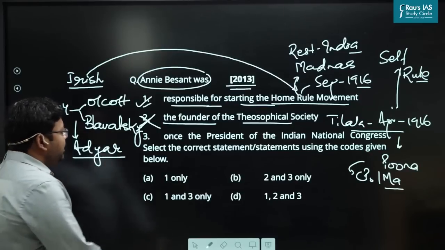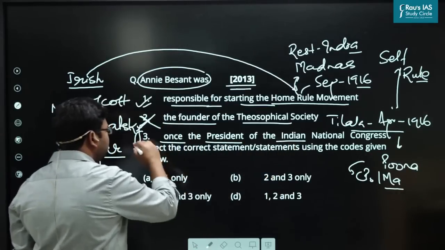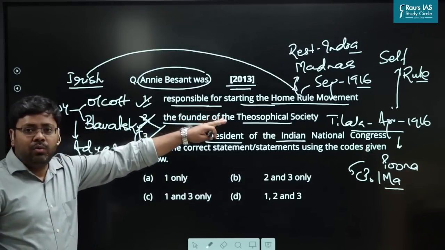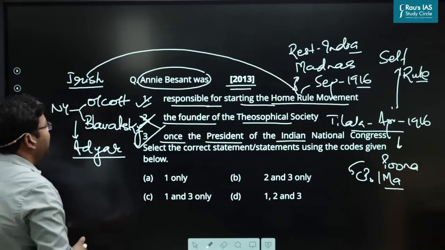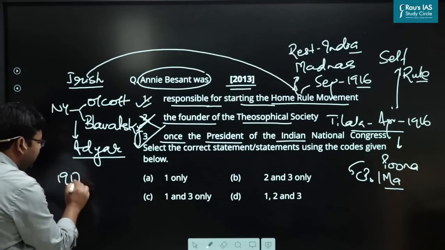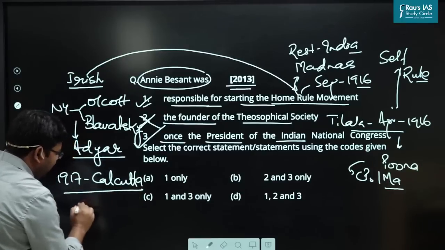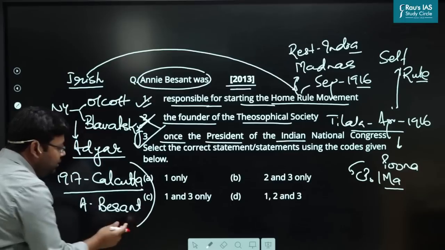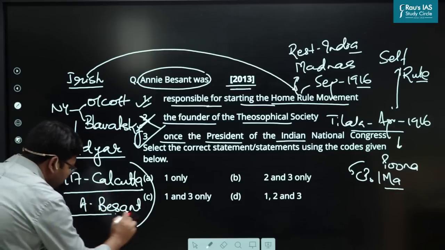Then the third statement says that once she was the president of Indian National Congress. This is also true. By 1916, due to this Home Rule movement, Annie Besant had become that prominent a leader in India that in 1917, the Calcutta session of Congress was presided by Annie Besant. Again, it's very interesting to figure out the first woman ever to preside over Congress session. She was Annie Besant.